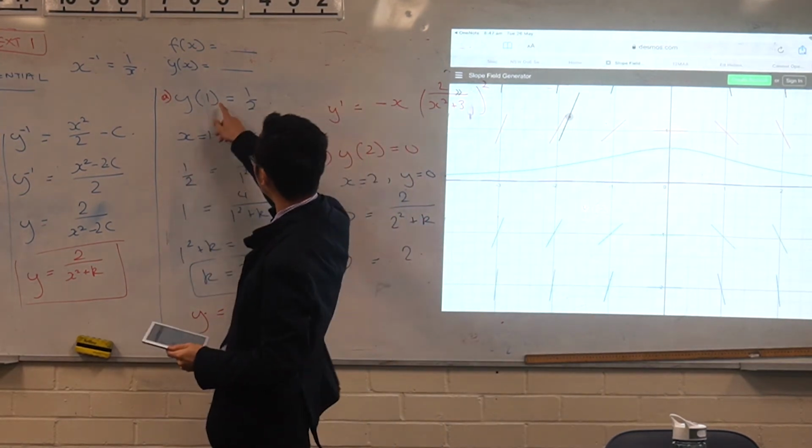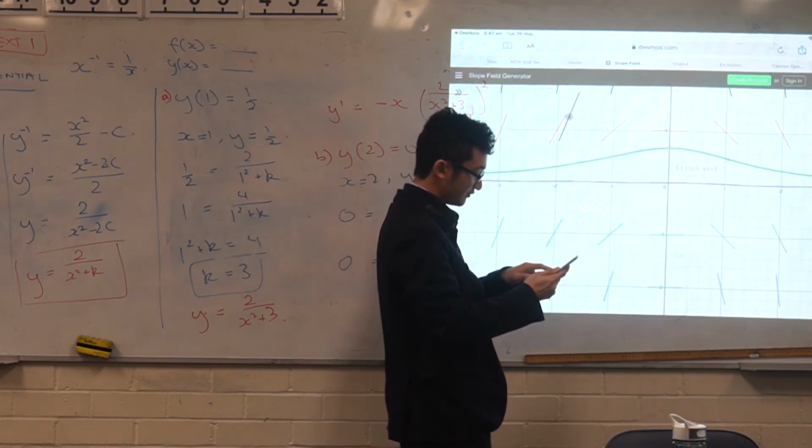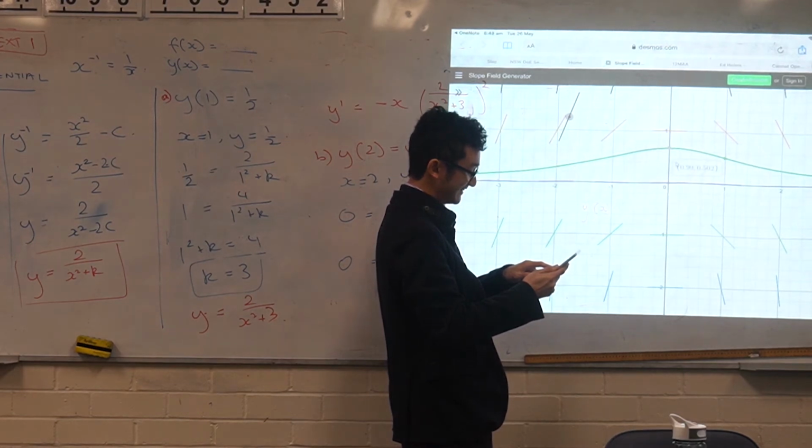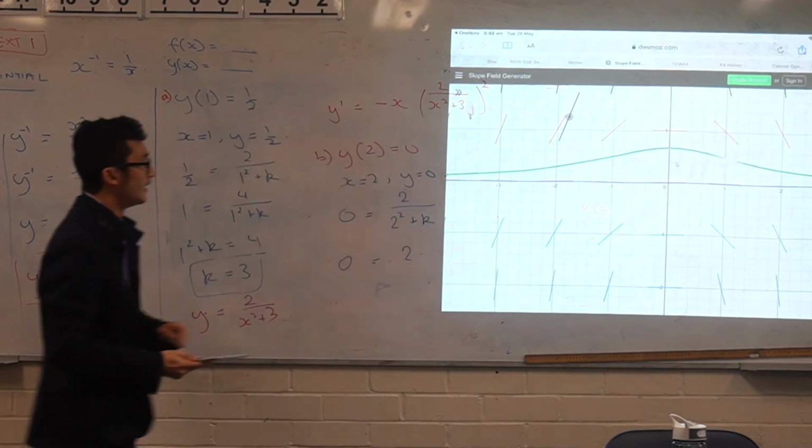But it does pass through the point 1/2 if you look over, where is it, roughly there? If I can get my finger, kind of. No. Oh, I just got it there. So 1/2, there you can see it, right?